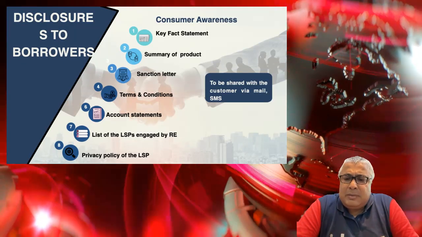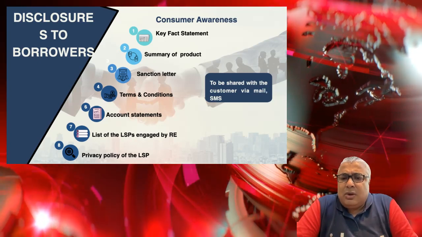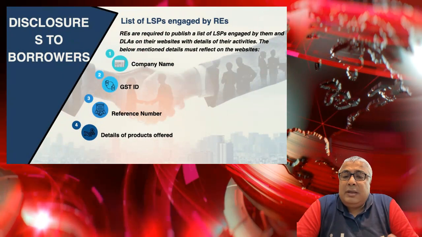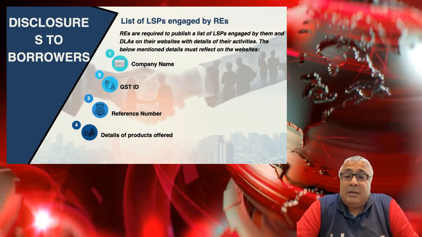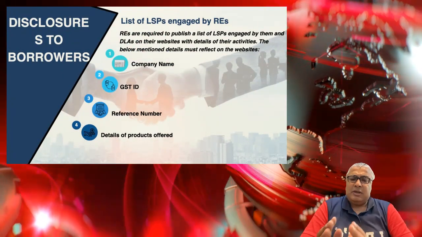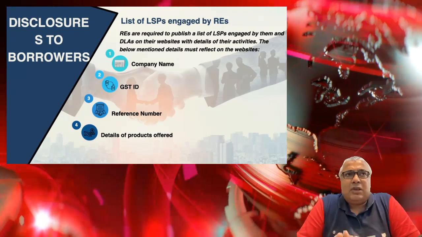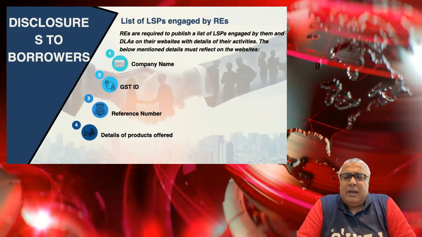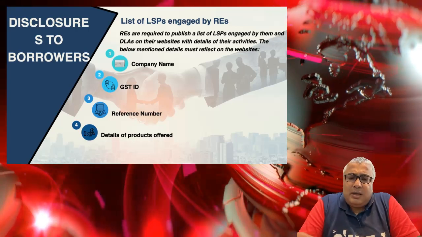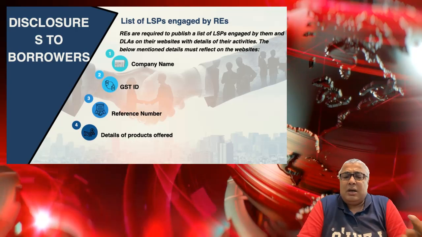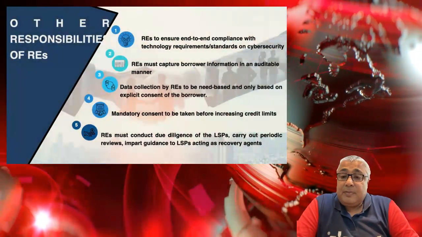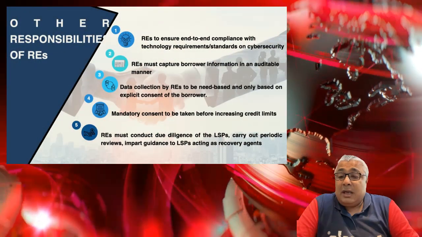LSP that is engaged by the RE, privacy norms. So all such norms you have to disclose. And then LSP engagement by RE means NBFC. So the NBFC has to disclose everything on their website: who their LSPs, lending service providers, are, who the collection partners are, who the fintech partners are, who the app partners are. So everything they have to disclose by product. So this is the entire responsibility.